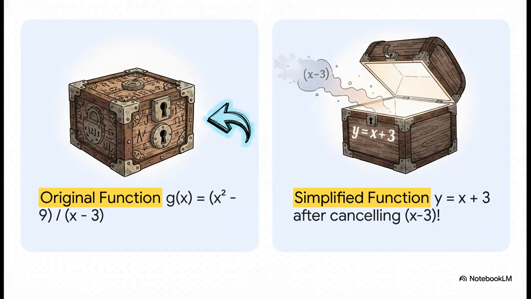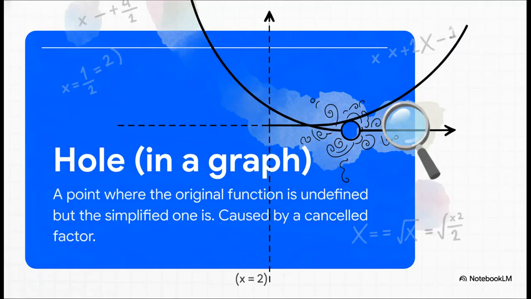You gotta simplify first. If you look at that numerator, x squared minus 9, that's a difference of squares. It factors into (x minus 3) times (x plus 3). And look at that. We have an x minus 3 on the top and an x minus 3 on the bottom. They cancel out. So this whole complicated-looking thing just simplifies down to the line y equals x plus 3. But that factor we canceled, it doesn't just disappear. It leaves something behind. That's right. It creates what we call a hole.